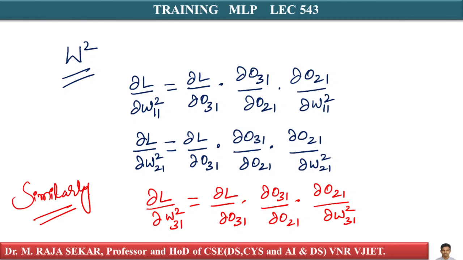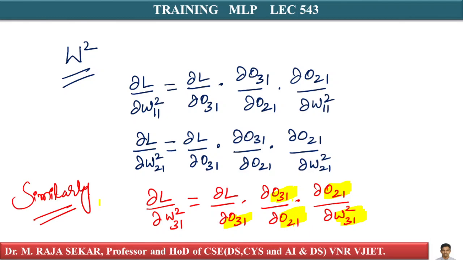What is W231? It heads from F13 to F21. W231 impacts O21, isn't it? O21 is a function of W231. O31 is a function of O21, or O21 impacts O31. O31 impacts L, or L is a function of O31. Therefore, I can write ∂L by ∂W231. And all these weights are in W2.